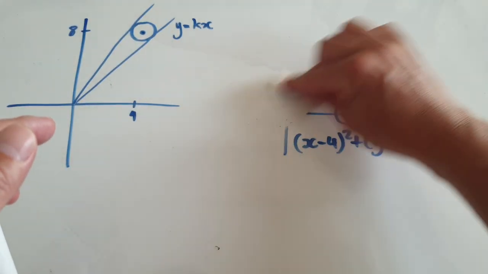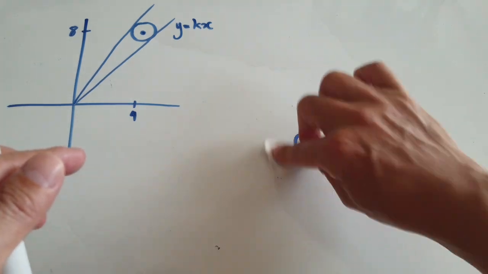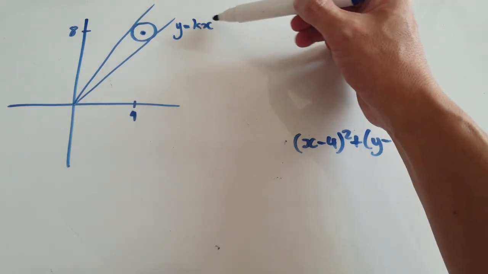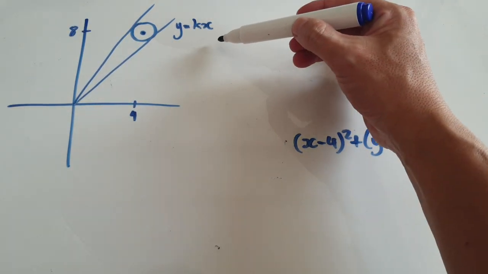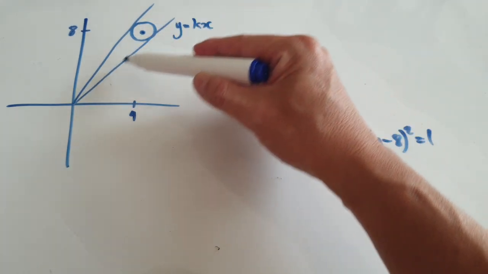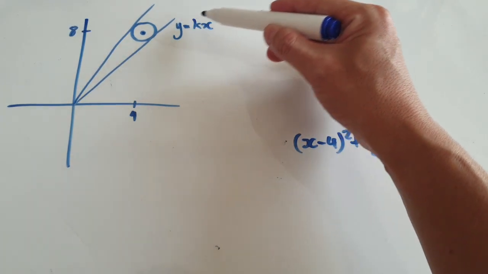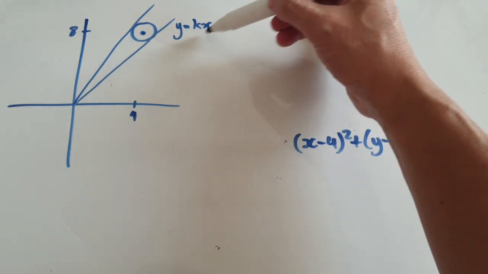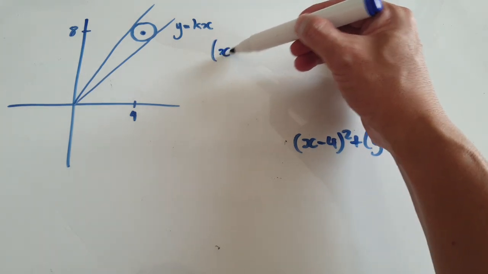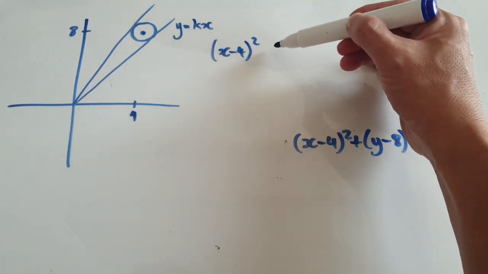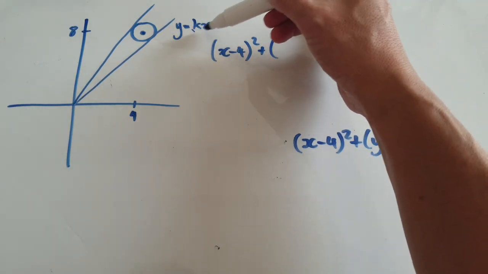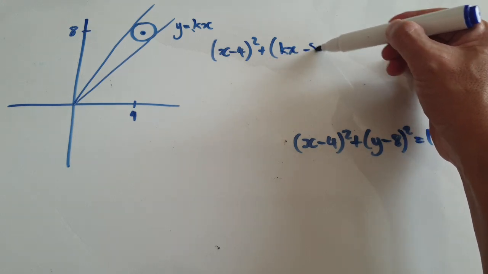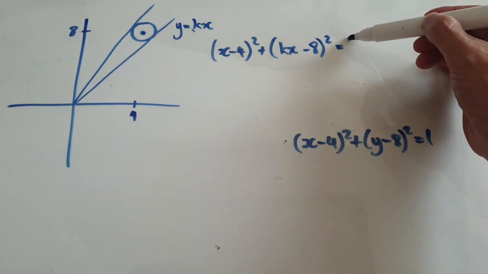Okay, so now put y equals kx into the y here. Because we want to find the intersection, we want to find out where the straight line will intersect with the circle. So put this into the y. The whole equation would then become (x minus 4) squared plus, and then put this into the y, (kx minus 8) squared equals 1.